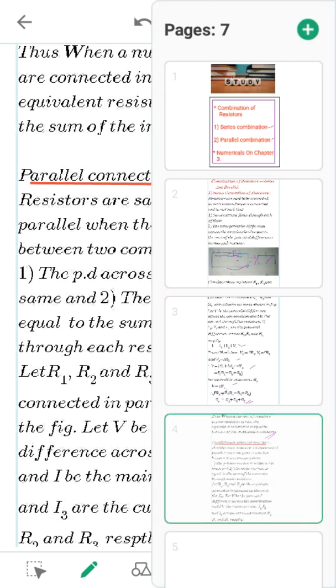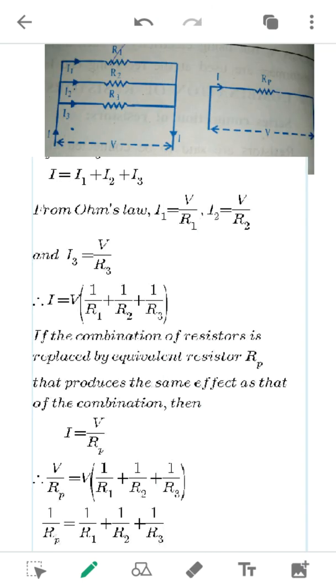In the parallel connection, as you can see in the diagram, the main current is connected to the first point of the resistors, and each one of the resistors is connected across the potential. In the parallel combination, the potential remains the same, but the current across each resistor changes. Follow? It will be branched. The main current is branched as I1 across R1, I2 across R2, and I3 across R3. There is also an equivalent resistor Rp as shown in the figure.